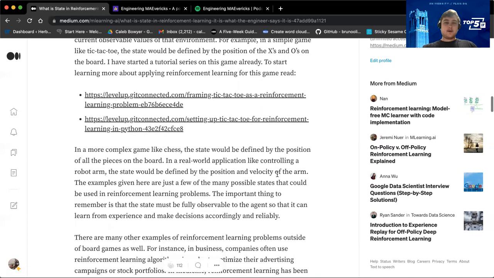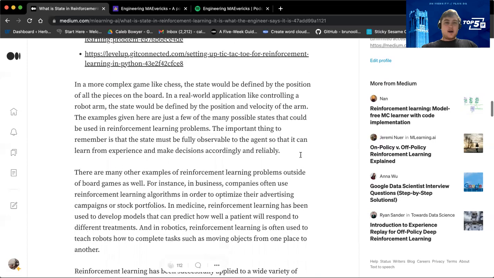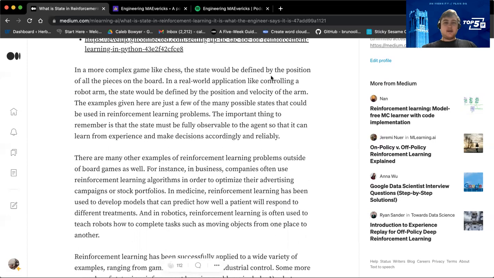In a more complex game like chess, the state would be defined by the position of all the pieces on the board. In a real-world application like controlling a robot arm, the state would be defined by the position and velocity of the arm. The examples given here are just a few of the many possible states that could be used or defined in reinforcement learning problems.